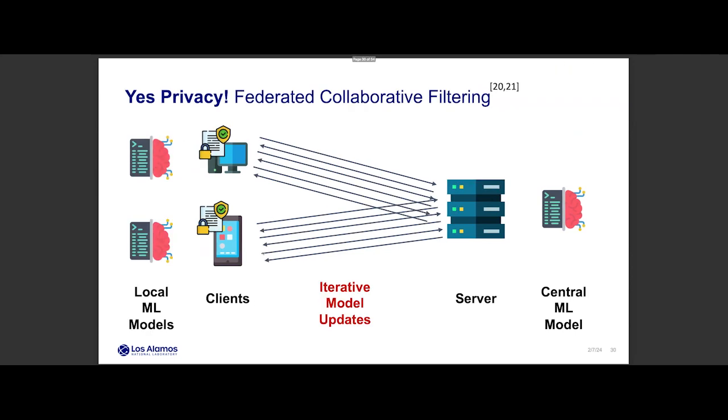So one way to prevent sharing your data is with federated collaborative filtering. That is, you keep your data locally, you train small ML models locally, and you send updates to the central ML model that is hosted at this main server. So you're no longer sending your data, but iterative model updates to train a central machine learning model.